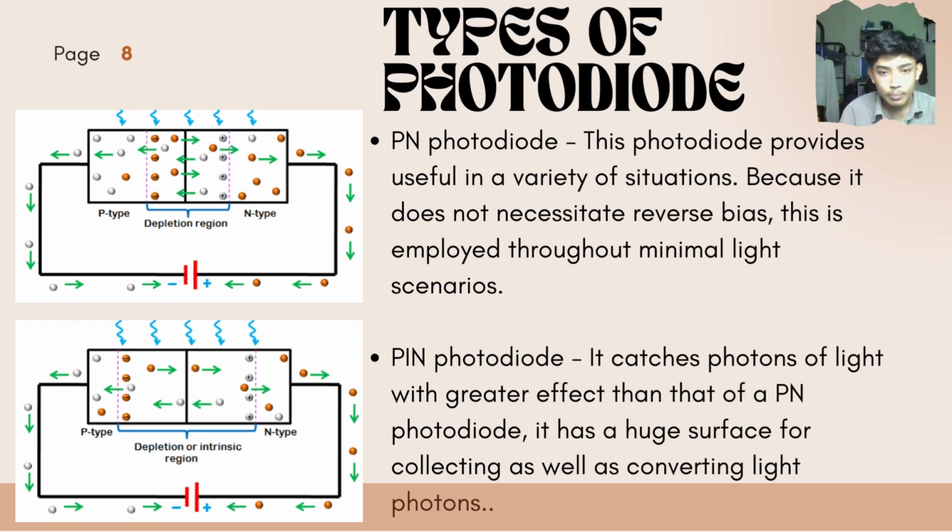The second one is the PIN photodiode. It catches photons of light with greater effect than a PN photodiode. It has a huge surface for collecting as well as converting light.